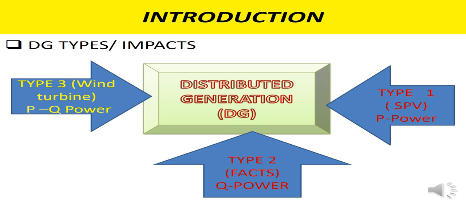Type 2. This type of DG is capable of injecting reactive power into the network. They include synchronous compensators and diesel generators. Type 3. This type of DG supplies real power and in turn absorbs reactive power. And the typical examples of this type of DG include wind turbine and induction generators.